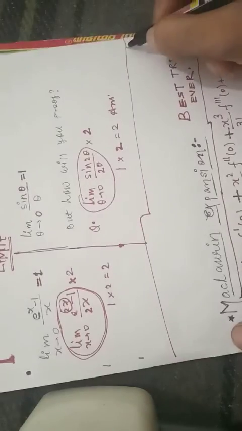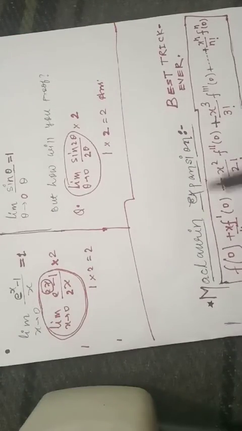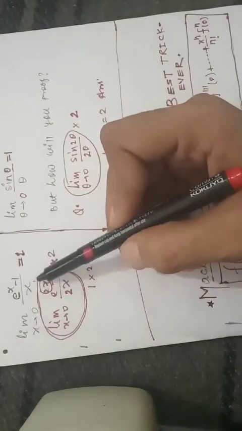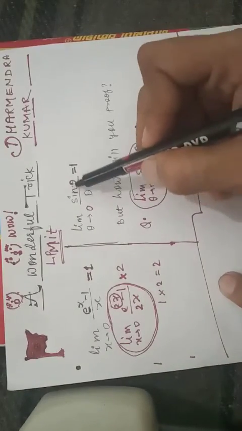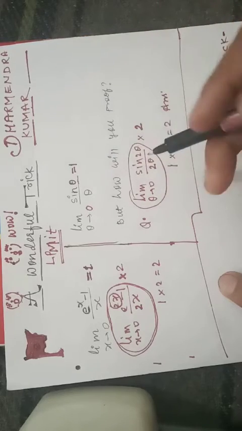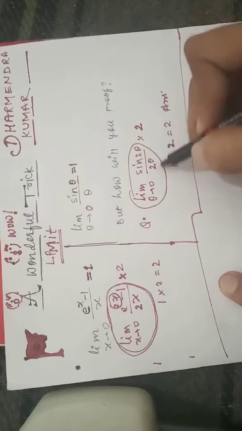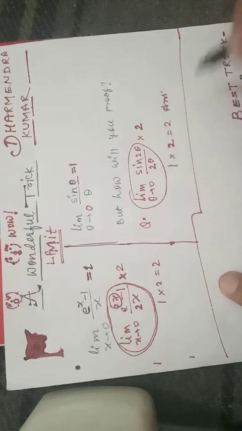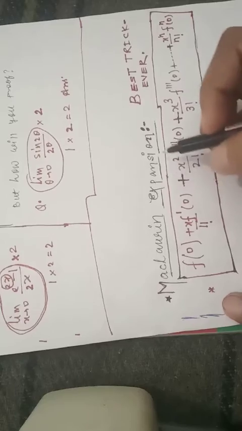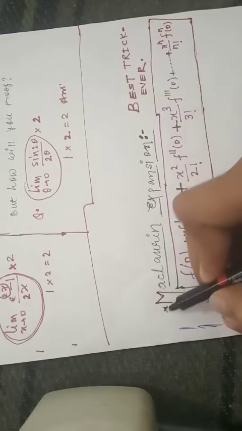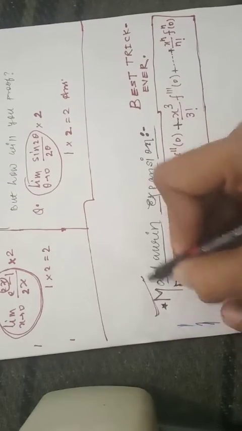But the question is, if you don't know e to the power x minus 1 upon x is equal to 1, and if you don't know sine theta upon theta is equal to 1, then how will you put this by making it like that directly? Then just in order to solve such problems, I have come up with this wonderful trick. That trick is the Maclaurin expansion.